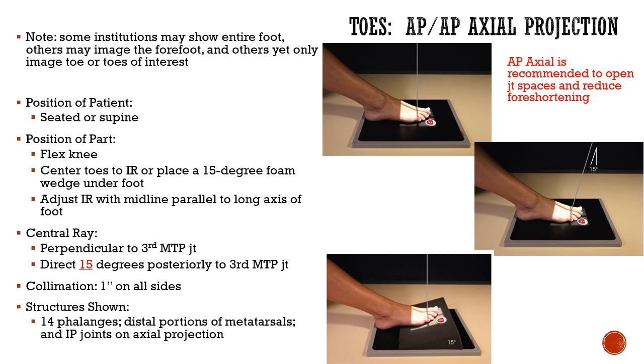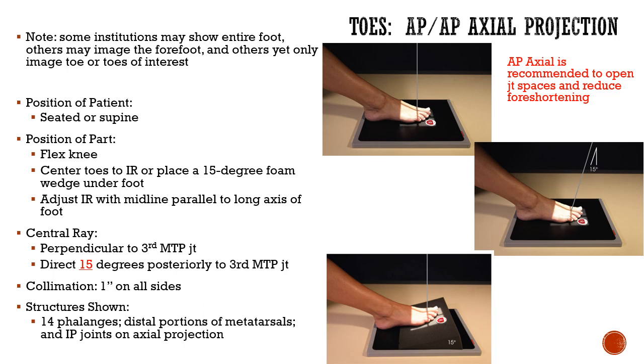So the AP or AP axial projection of the toes, some institutions may show the entire foot, while others just show the image of the forefoot and others just show the toe or toes of interest. So what we're going to do is flex the knee. We're going to place the foot, or the toes specifically, on the image receptor, or you can place a 15-degree foam wedge under the foot if we're doing the axial.